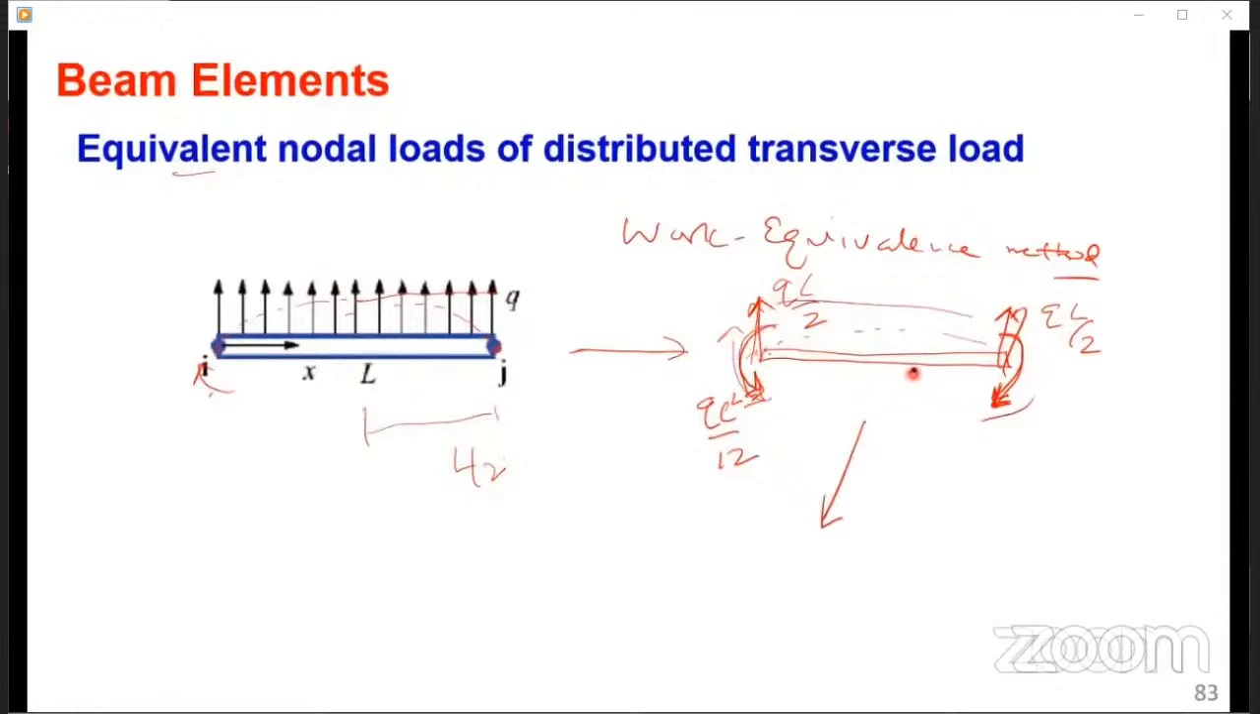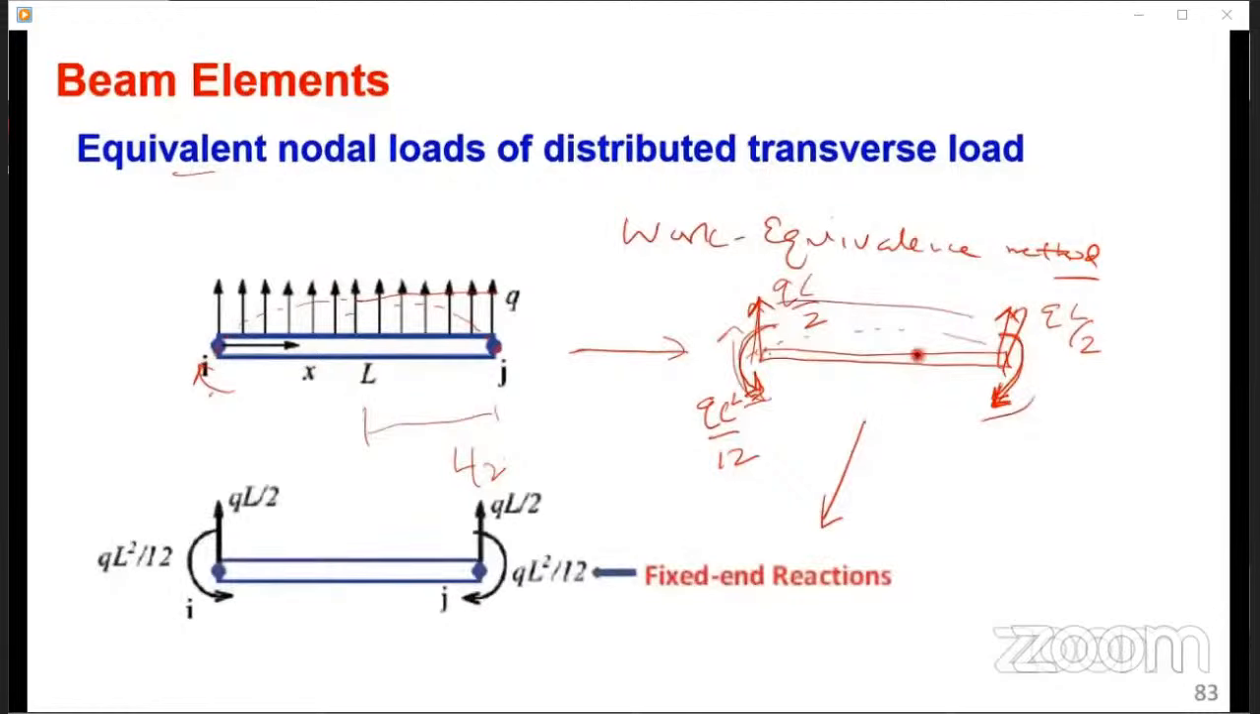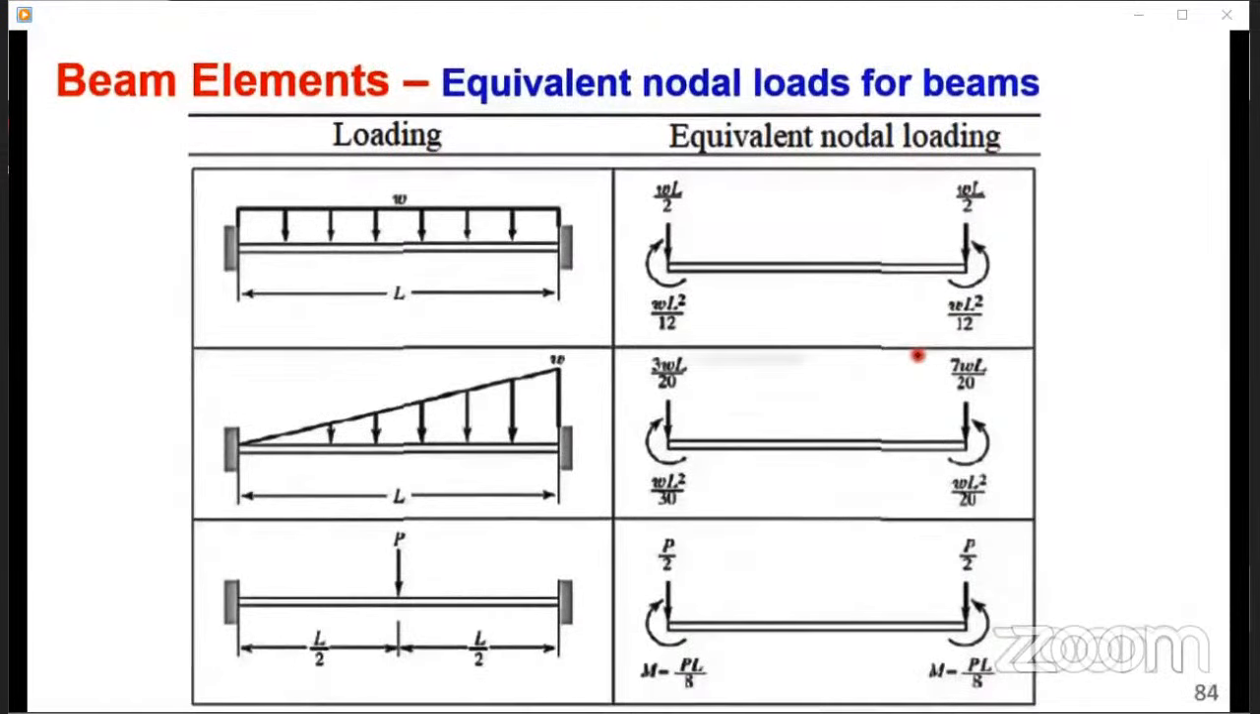Okay, so let's see with some example. I hope I have given some examples here. So this is what I was saying for the fixed-end reaction. This is what you're learning, for the finite element approach.